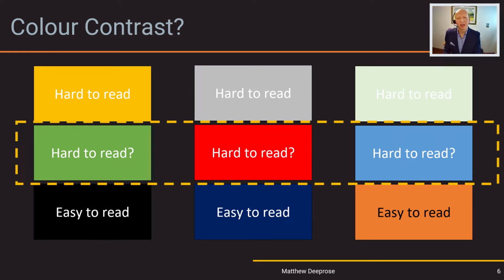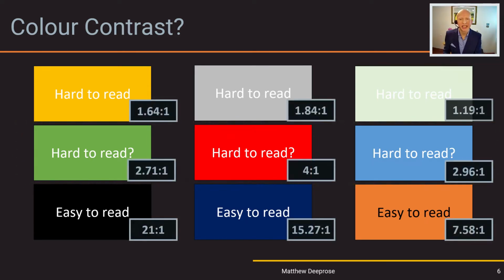But what about this middle row? Some might find it easy to read, some may disagree. How do we know how much contrast is sufficient? The Web Content Accessibility Guidelines, which are shortened to WCAG, provide a calculation for assessing colour contrast. The result is a ratio. The higher the number, the better.